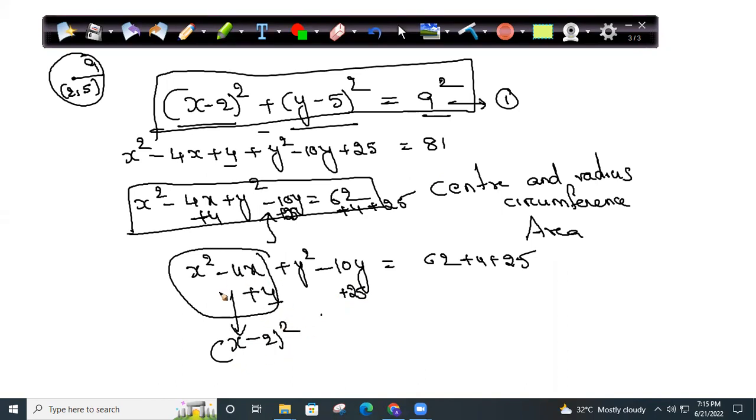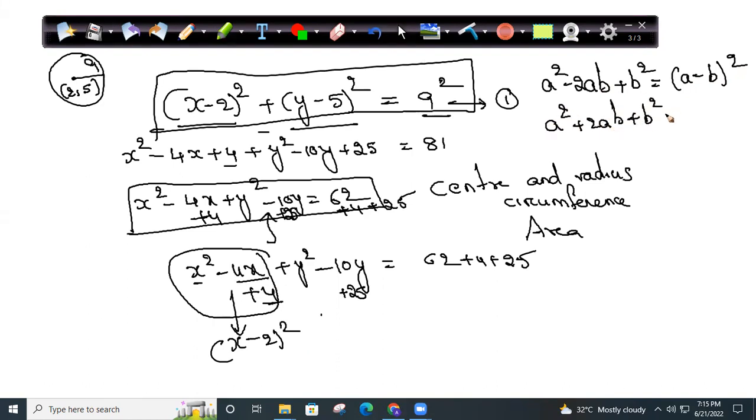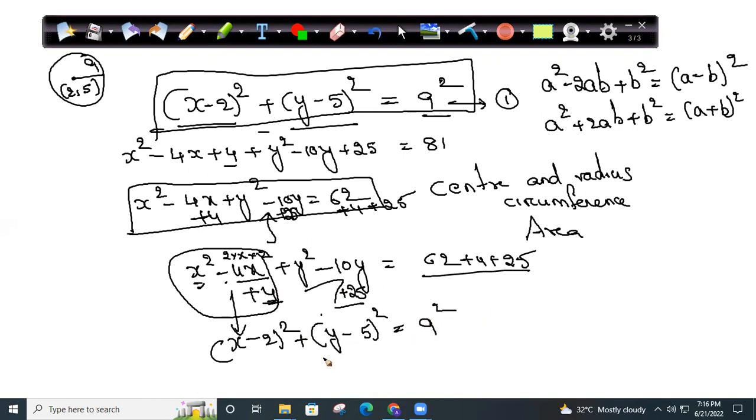So this can be written as (x minus 2) whole square, because a square minus 2ab plus b square, we have some good formulas, that is what I wrote before. a square minus 2ab plus b square can be written as (a minus b) whole square. a square plus 2ab plus b square can be written as (a plus b) whole square. Now this is x square minus 2 into x into 2. 4x is 2ab, b is 2, so b square is 4, so (a minus b) whole square. This can be written as (y minus 5) whole square is equal to 81. 81 can be written as 9 square.